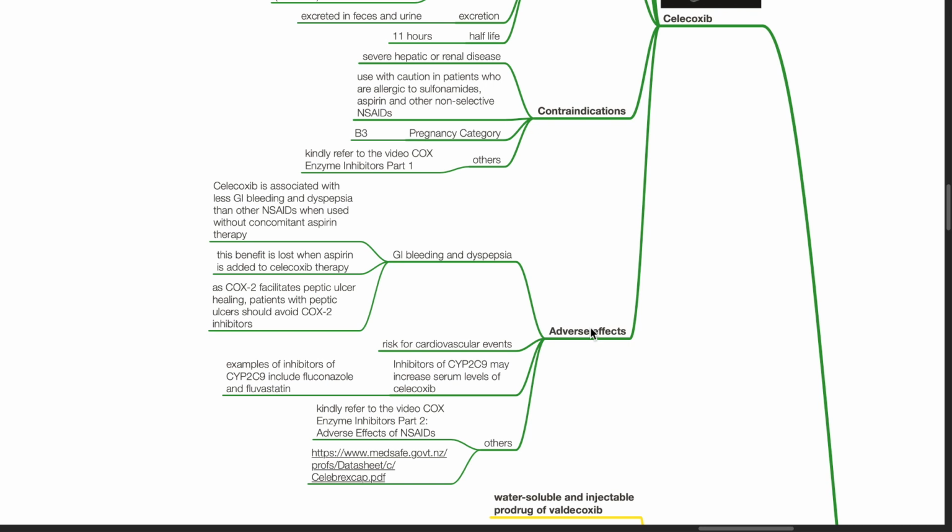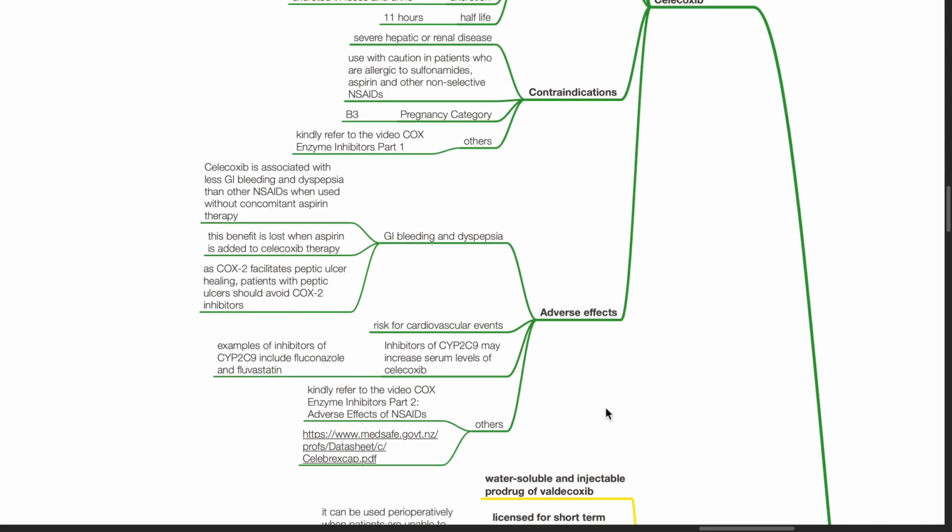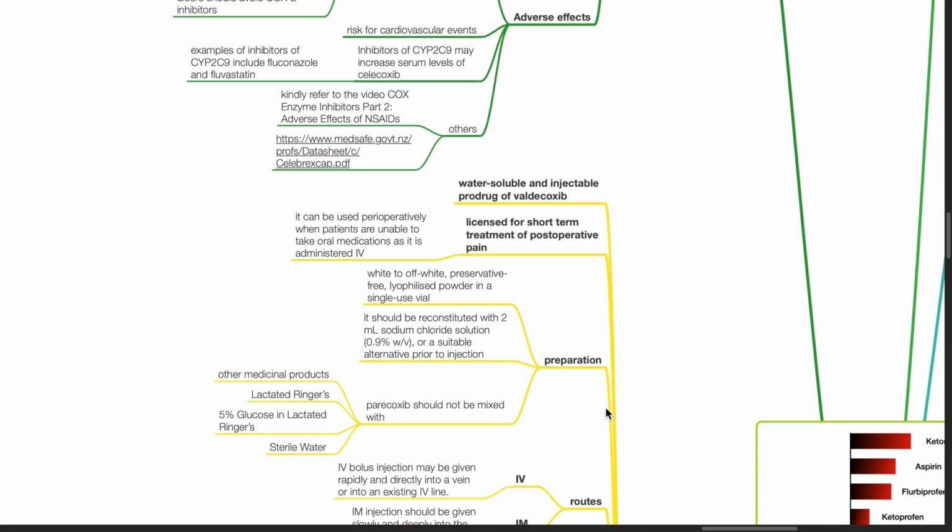Inhibitors of CYP2C9 may increase serum levels of celecoxib. Examples of inhibitors of CYP2C9 include fluconazole and fluvastatin. Regarding other adverse effects of celecoxib, kindly refer to COX enzyme inhibitors part 2, adverse effects of NSAIDs.